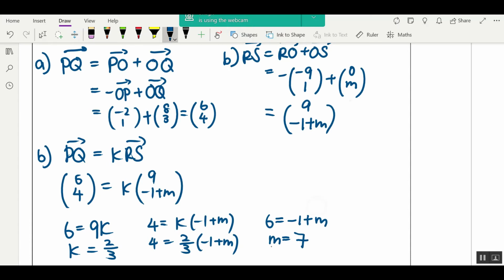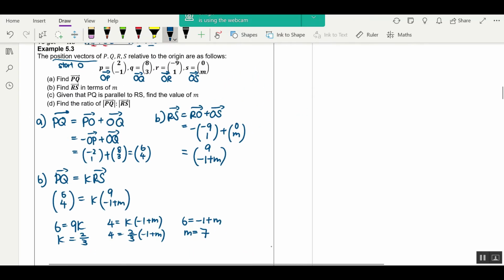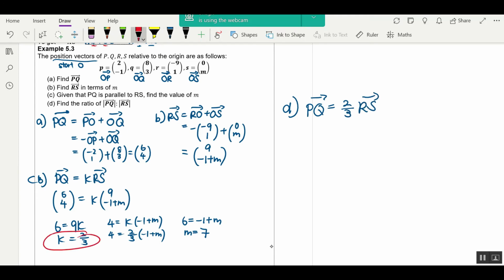Okay, so everything will come into play: interchange law, parallel property, and converting coordinates to vectors. Okay, so this is for C. And for D, what is the magnitude of PQ to RS? PQ is equal to k times RS. What is the k? The k is 2 over 3. As you have found over here, multiply the 3 to PQ. So 3 times PQ is equal to 2 times RS.